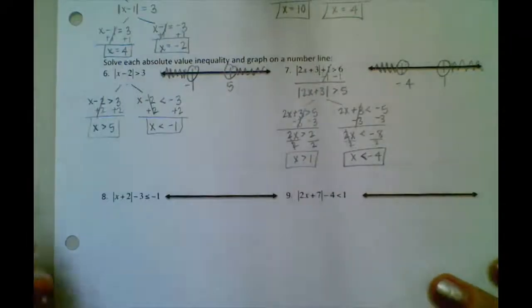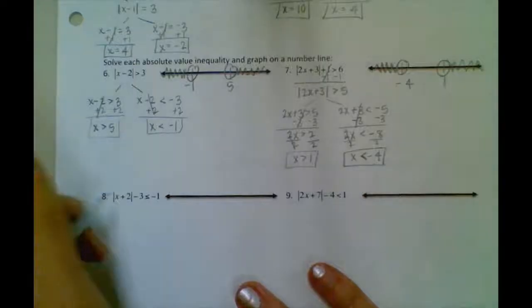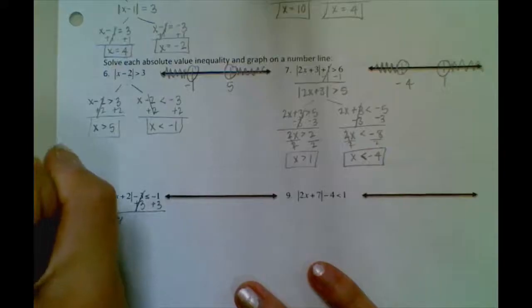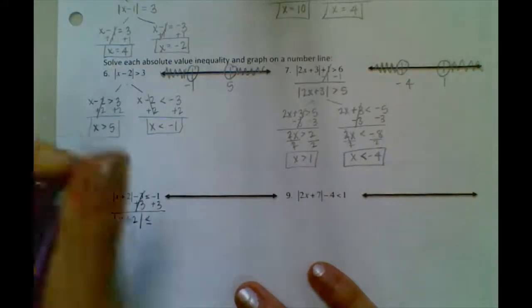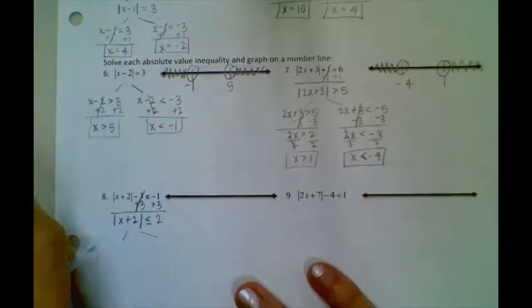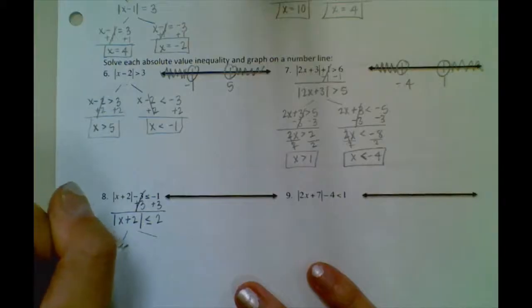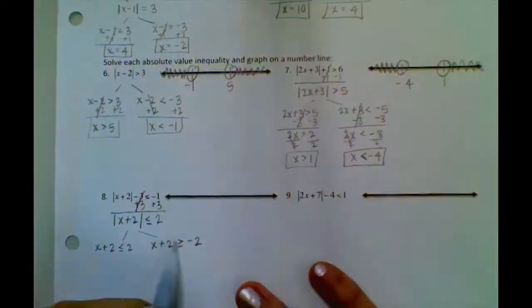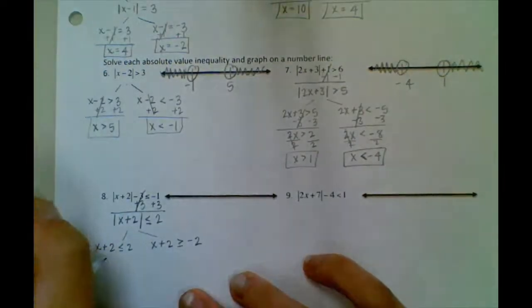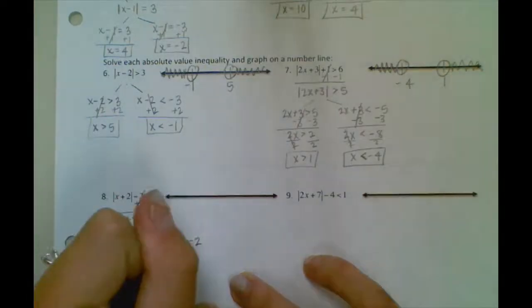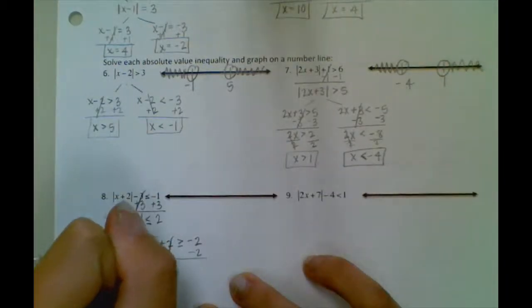Okay? All right, over here, my absolute value is not by itself yet. I need to add 3 to both sides. X plus 2 is less than or equal to 2. Yep, okay. And I got a positive number, so let's make our two equations. X plus 2 is less than or equal to 2, and x plus 2 is greater than or equal to negative 2. Remember to flip that and the sign. So let's go ahead and solve this. Minus 2 to both sides. X is less than or equal to 0. Subtract 2 from both sides. X is greater than or equal to negative 4.